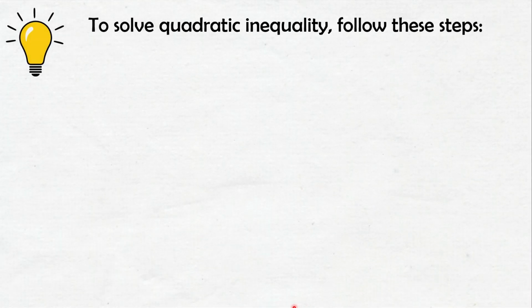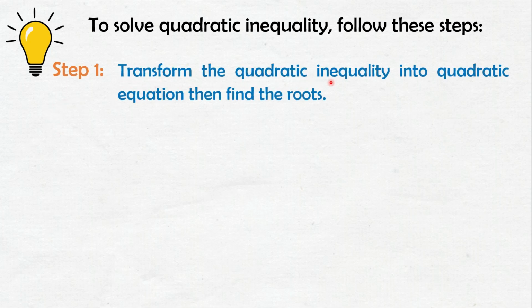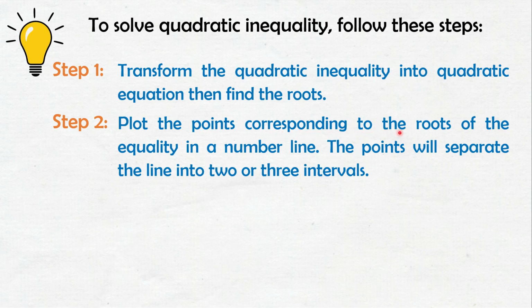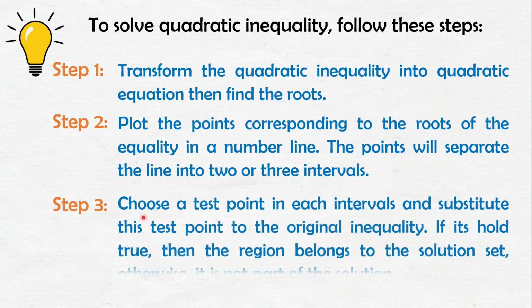To solve quadratic inequality, follow these steps. Step 1, transform the quadratic inequality into quadratic equation, then find the roots. Step 2, plot the points corresponding to the roots of the equality in a number line. The points will separate the line into 2 or 3 intervals. And step 3, choose a test point in each interval and substitute this test point to the original inequality. If it holds true, then the region belongs to the solution set. Otherwise, it is not part of the solution.